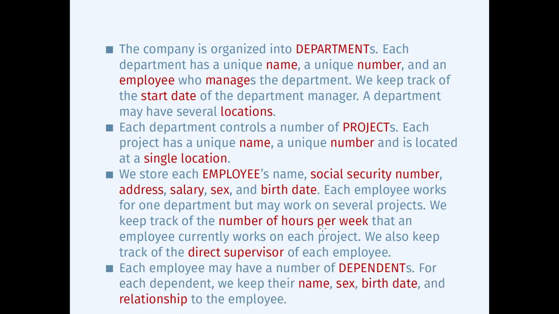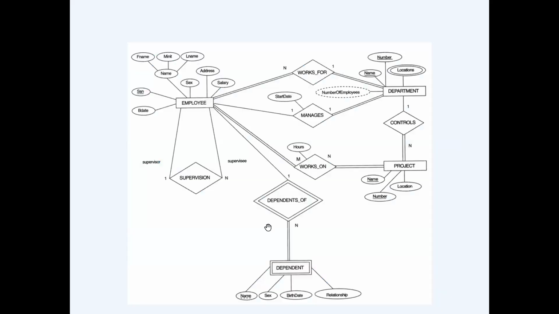Last one, each employee may have number of dependents. For each dependent, we keep their name, sex, birth date, and relationship with the employee. Right. So I think now we have some idea about the database requirements. Okay, now let's focus on the core ideas when you're drawing a ER diagram like this.